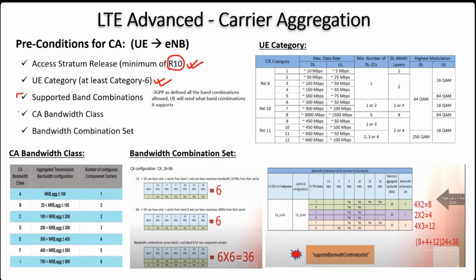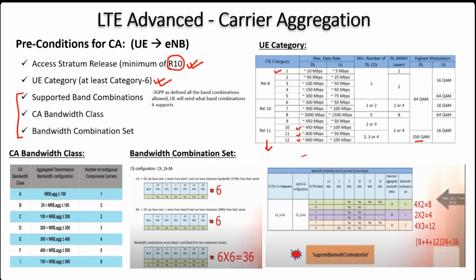Now these three are important to understand. It should have a supported band combination, CA bandwidth class, and bandwidth combination set. To understand what these are: UE category 1 was only supporting 10 Mbps, and it keeps on increasing. Now we have UE releases which can support 256 QAM, and the speeds are now in Gbps. So this is what exactly your UE category means.